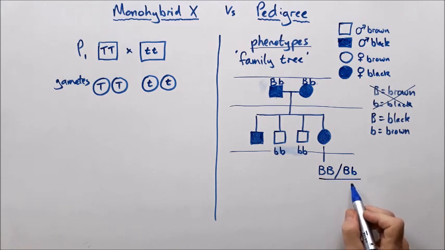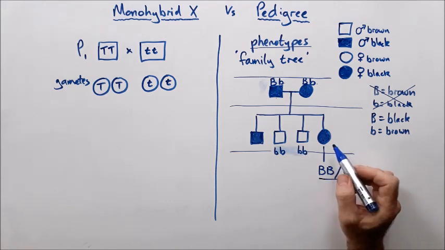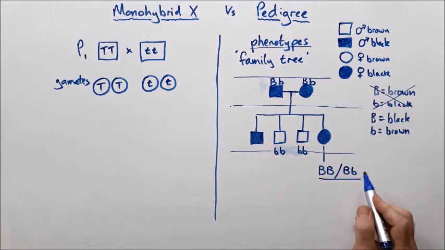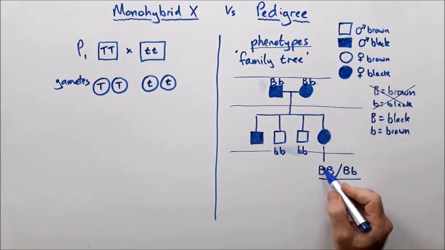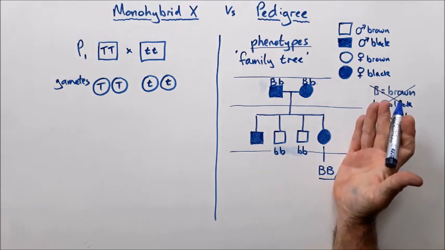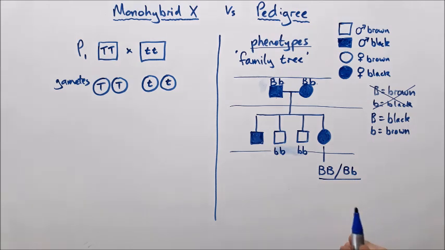What is important here is that if you asked for the genotype of this particular individual or that particular individual, you have to and you must include both possibilities. If you include only one, you're going to get no marks. That is important.